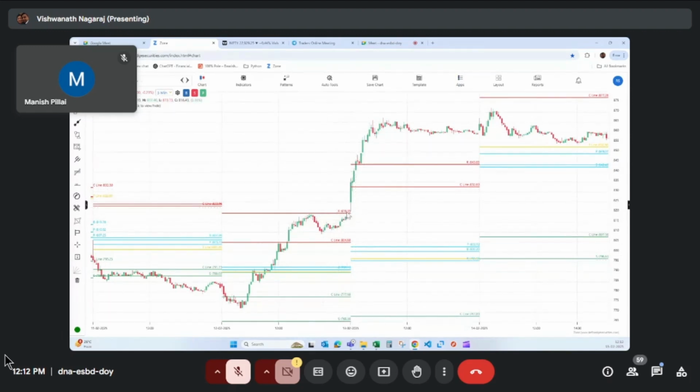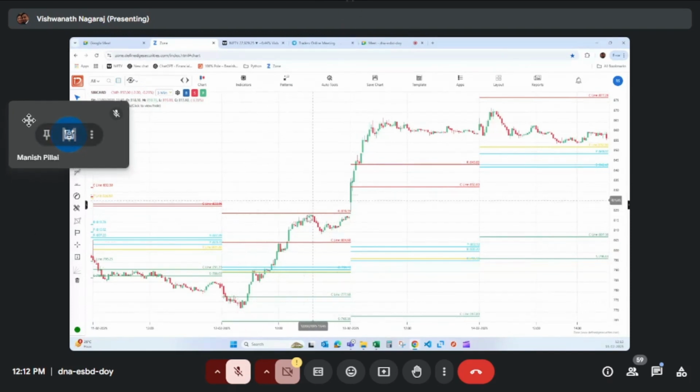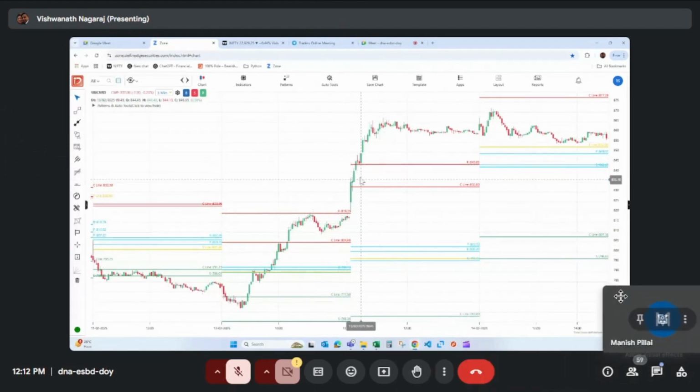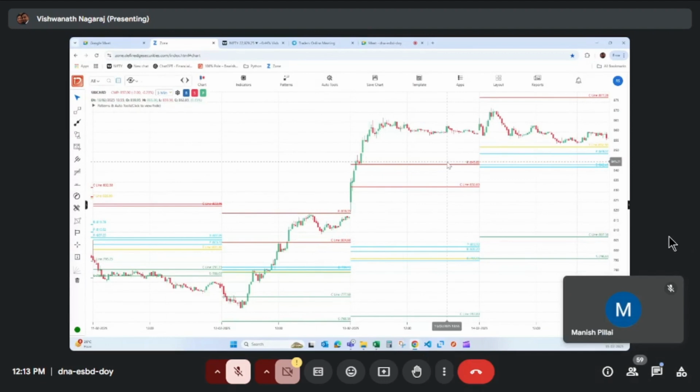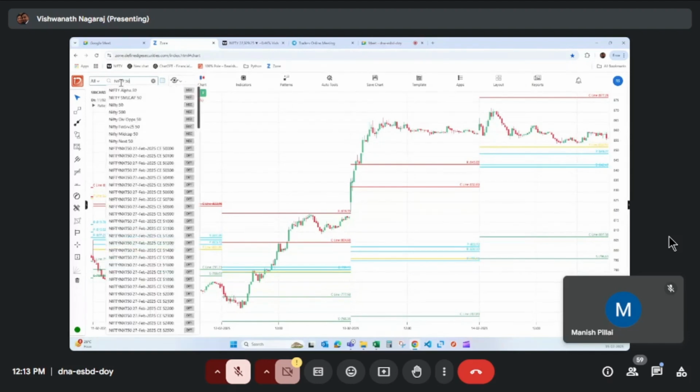Yesterday's zone was 819, today's zone became 844, right? All clear zone. So it calculated the difference and it has given you a zone. So these are some things that you can have a look at, right? You can have a look at Nifty 50 also.